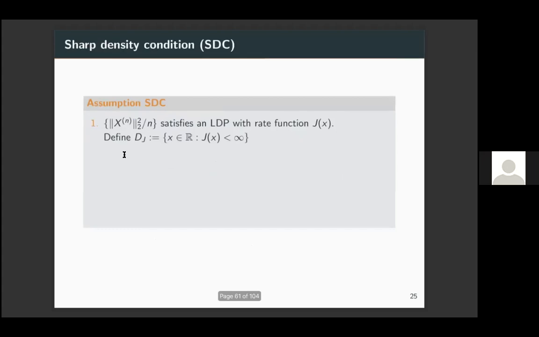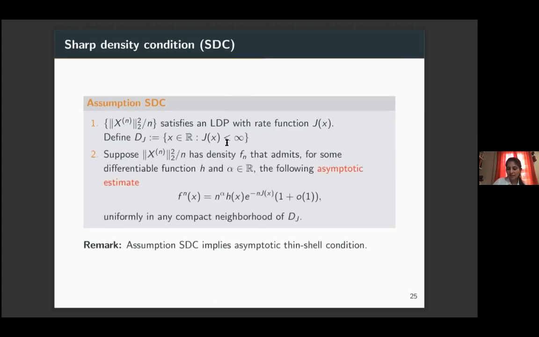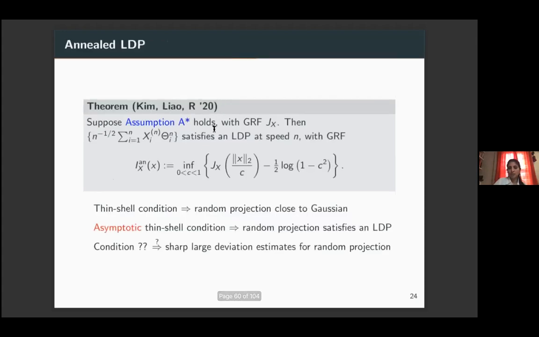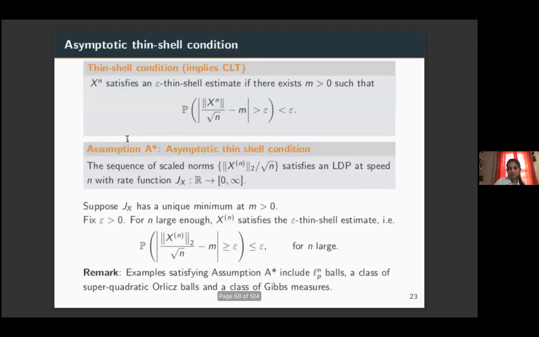There's an estimate. Okay, so what is this estimate? So now we have a general condition which is called the sharp density condition, which in particular wants the asymptotic thin shell condition to hold in the following way, that you want this scaled norm to satisfy an LDP with some rate function. And here I've just written it a little differently. I've written it in terms of the random variable squared. It's just more convenient for what we want. So just here it was the norm divided by root n.